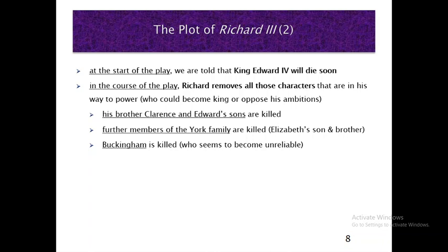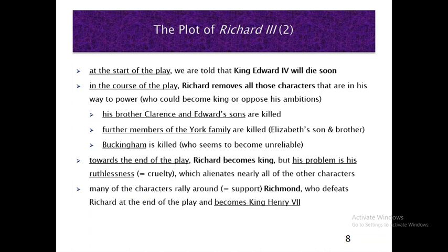For example, he kills his brother Clarence, or has him killed. He has Edward's sons killed. Further members of the York family are killed, for example Elizabeth's son and her brother, and also Buckingham, who was an ally but who seems to become unreliable. Towards the end of the play, Richard becomes king, but his problem is his ruthlessness. This basically means his cruelty. So his problem is his cruelty, which alienates nearly all the other characters. They all begin to keep their distance, to turn away from him.